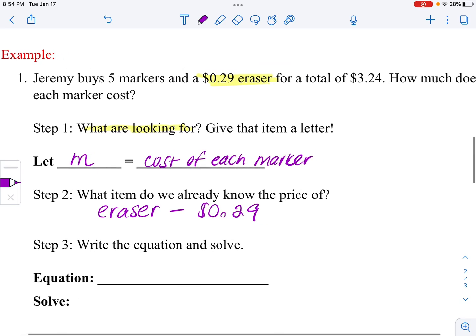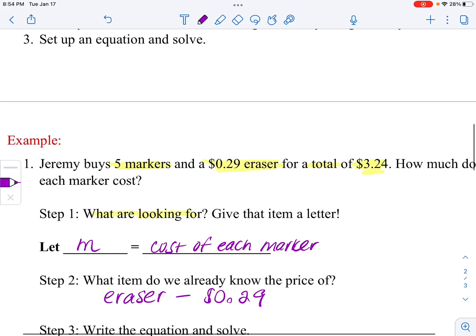Okay. So now we have to set up an equation, a little bit harder this time. In here, there's a few more important bits of information. So I want you to underline or circle or highlight all this stuff. So we know that he's buying 5 markers. I know that he bought an eraser that cost 29 cents. And I know that the total came to $3.24.